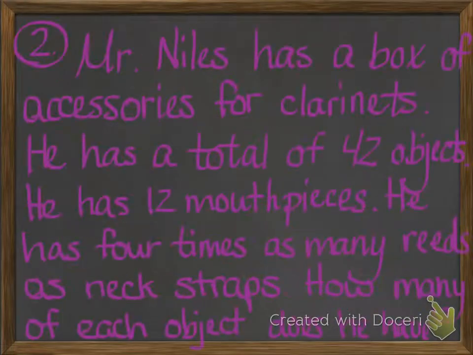All right, number 2. This time I'm going to hush and I want you to solve the problem and see if you can find the answer, and then we will come back and see if you got it. Okay? Here's the problem. Mr. Niles has a box of accessories for clarinets. He has a total of 42 objects. He has 12 mouthpieces. He has 4 times as many reeds as neck straps. How many of each object does he have? Okay, try to solve the problem, pause the video, and then come back and see if you got it right.